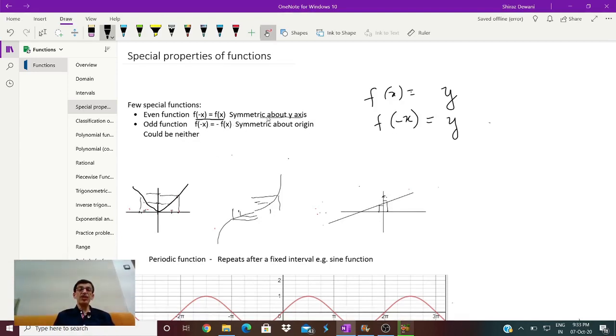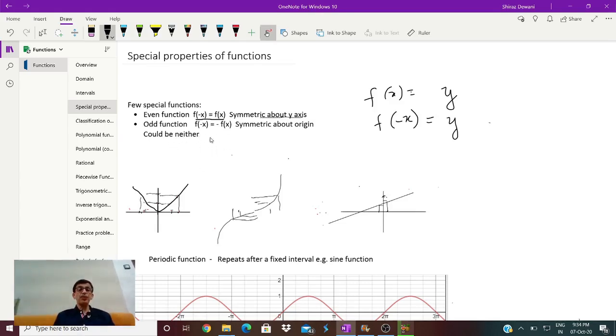This even function is symmetric about the y-axis. That means whatever graph you have on the right side of the y-axis is reflected on the left side of the y-axis. You will get exactly the same type of graph. So whatever values of y you get for x, the same value of y you will get when you put minus x. That is an even function.